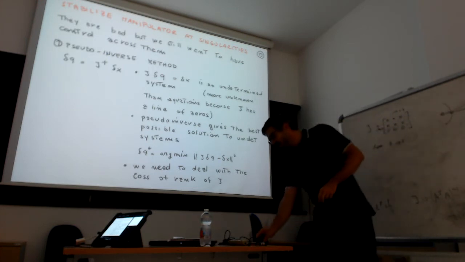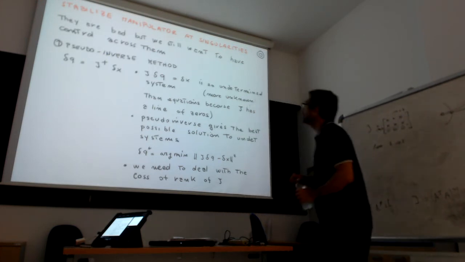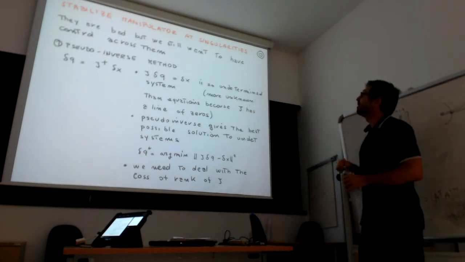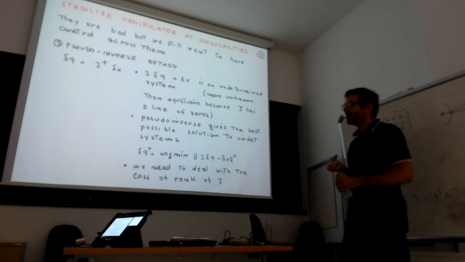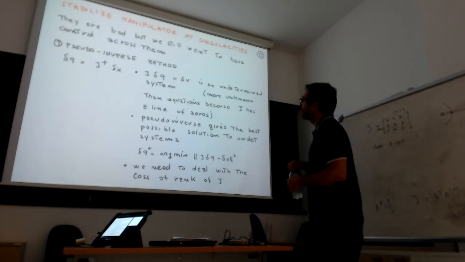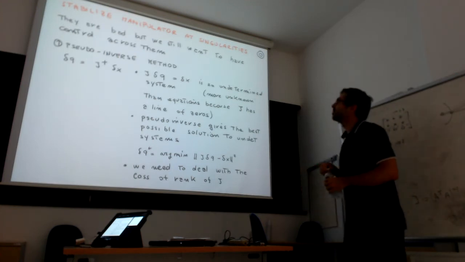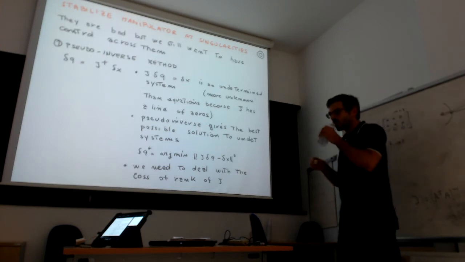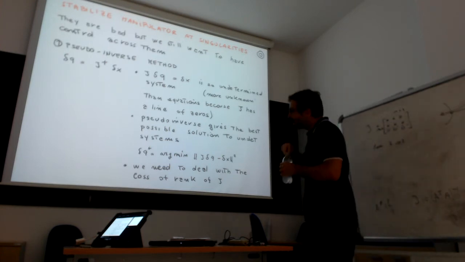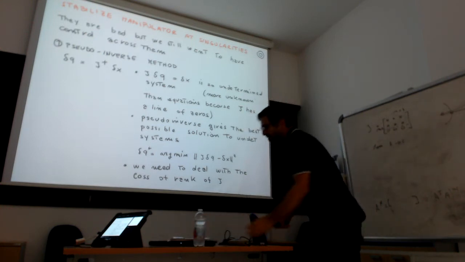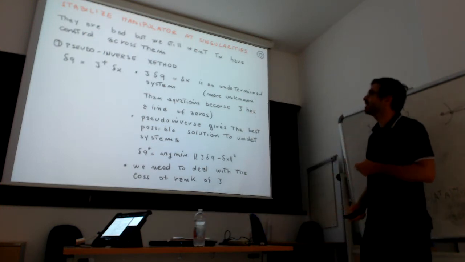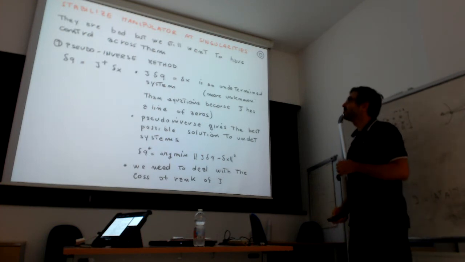So how do we deal with this? We have these singularities that we still want to control, right? Unless we avoid them. One way is to avoid them. The other way is to deal with them. And there are different ways, and they all rely on the idea of dealing with the rank deficiency of the Jacobian matrix.